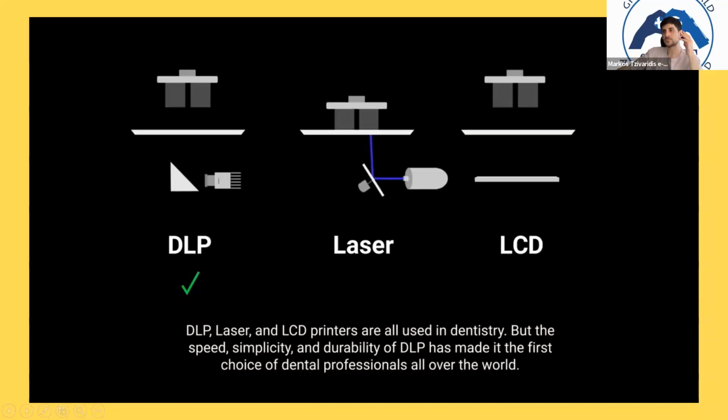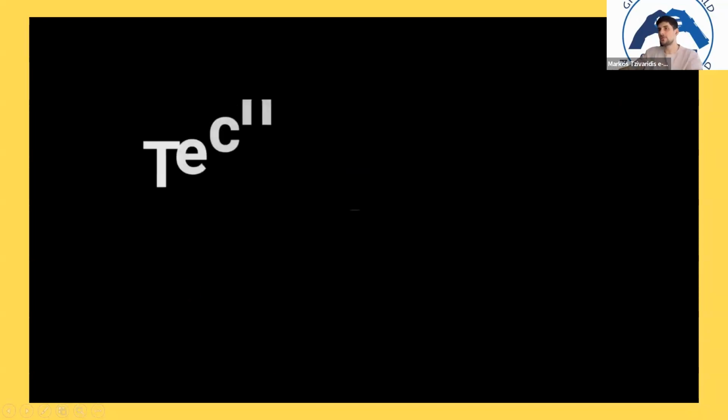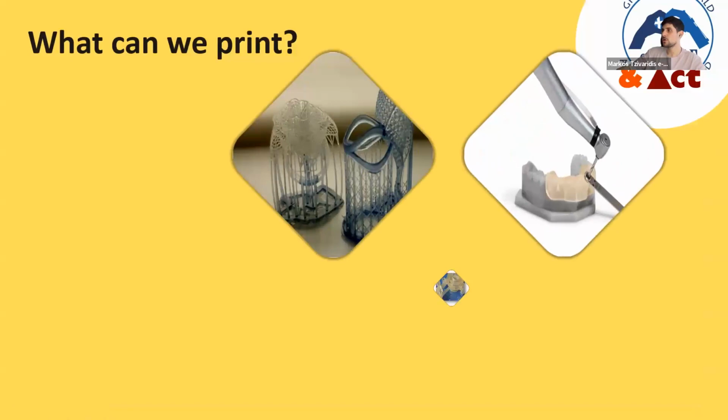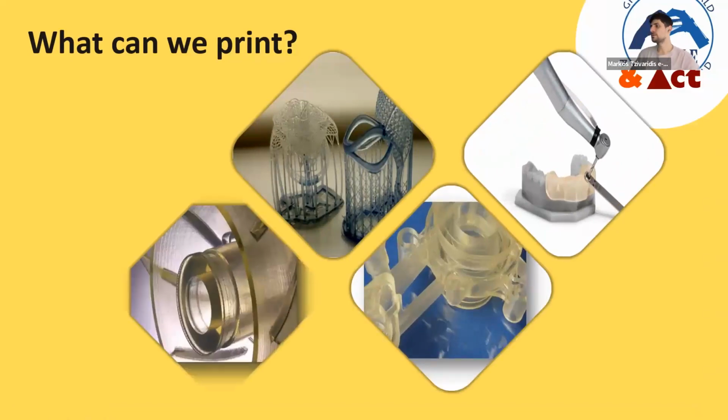All right. Moving on. What can we print with the SLA technology? In comparison with the FDM technology, with SLA, we can print more detailed items. So with better accuracy and of course, far more appealing to the eye, which will also look like a final product, like a commercial product that you can find in the market.